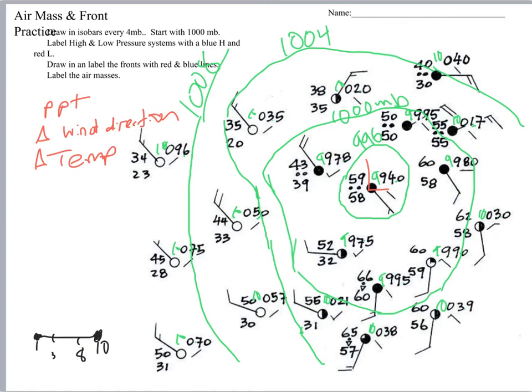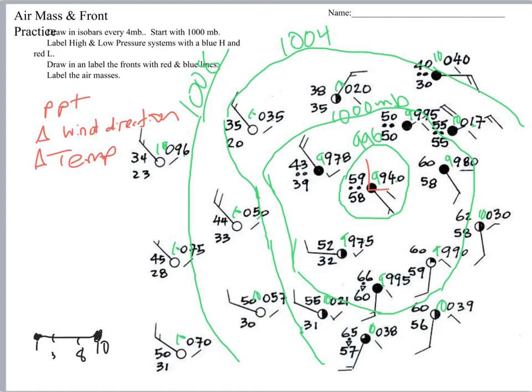If I look down here, I see some cloud cover down here, so that's an indication. Next, we're going to look for a change in wind direction. This wind's coming from the south. This wind's coming from the northwest. So that's definitely a change in wind direction, and a change in temperature over a short distance. So that's going to be our front.